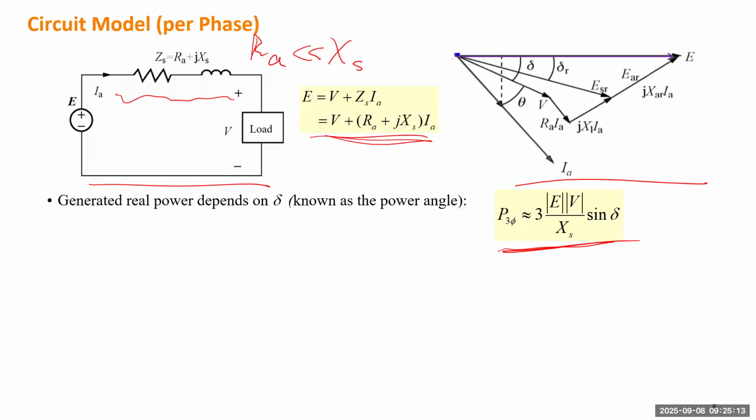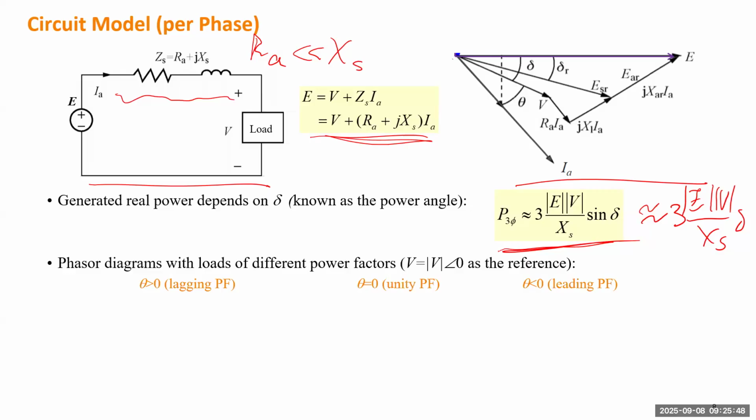The 3 is because we consider 3 phases. The generator still has 3 phases. For each phase, it will be the product of the voltage magnitudes on both ends divided by the total reactance, then multiplied by sin delta. If delta is very small, sin delta is basically just delta, roughly. This can be good enough if delta is less than, let's say, 20 degrees or 15 degrees.